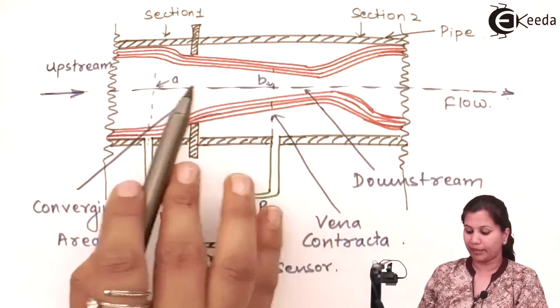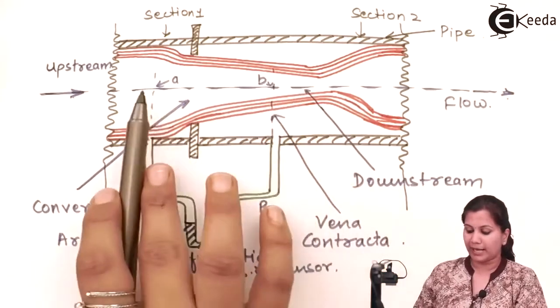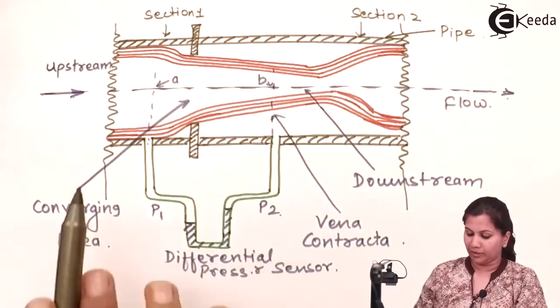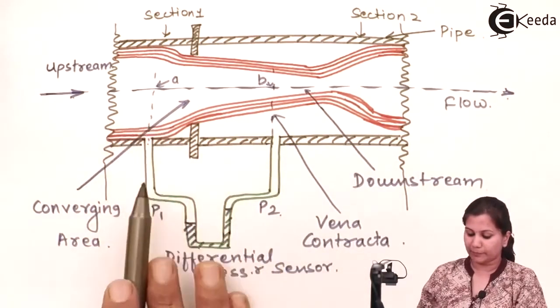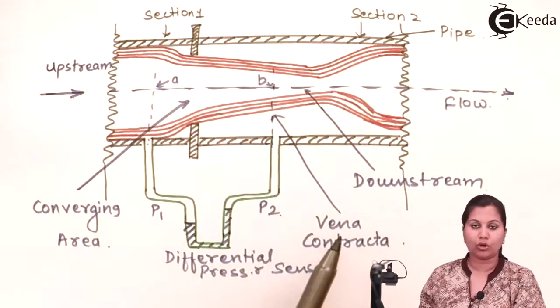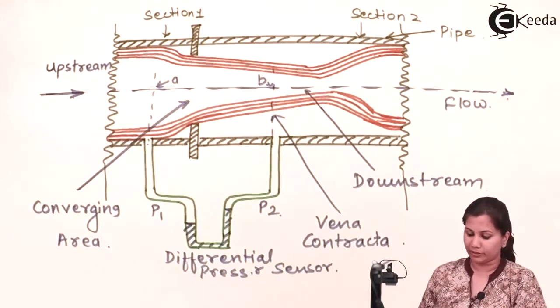So there is a pressure drop here due to this orifice plate, and this pressure drop is measured by this manometer. At this position the pressure will be P1, at this position the pressure will be P2. So by using that formula we can find out the flow rate. Okay.